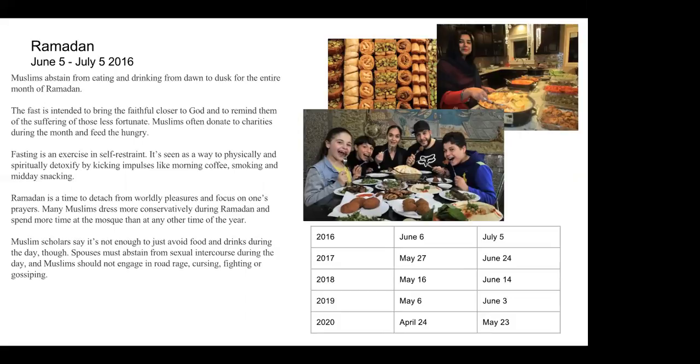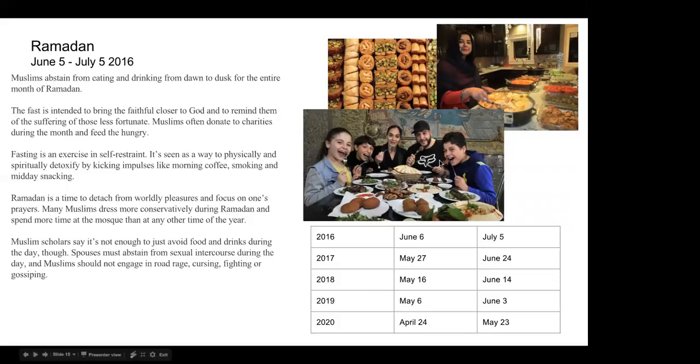It is also said that avoiding food and drinks is not enough. People should abstain from sexual intercourse, engaging in road rage, cursing, fighting, and gossip during the days of that month. This year, Ramadan is happening as we speak.